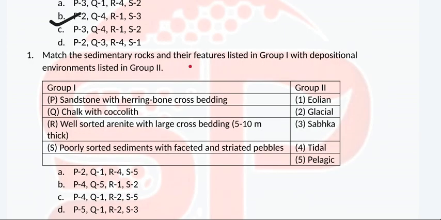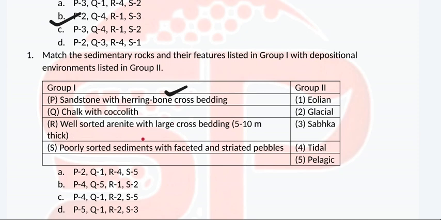So match the sedimentary rock with the depositional environment. The sandstone with herringbone cross stratification. So herringbone cross stratification is indicating a tidal environment, because the tidal environment will give a bidirectional feature. Then chalk with coccoliths, it will indicate a depositional condition. So chalk with coccoliths will be pelagic.